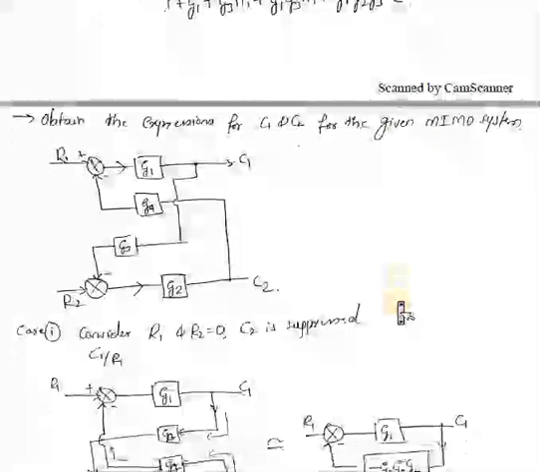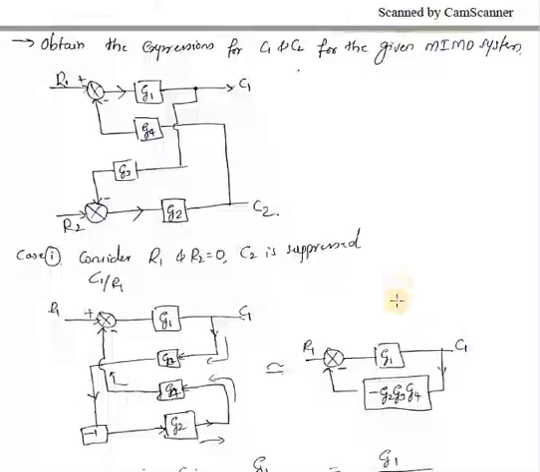Now moving further, the second problem. Obtain the expressions for C1 and C2 for the given multiple input and multiple output system. So here if you look at that block diagram, there are 2 inputs and 2 outputs. In such cases you need to consider one input and one output at once, and you have to ignore the remaining inputs and outputs.